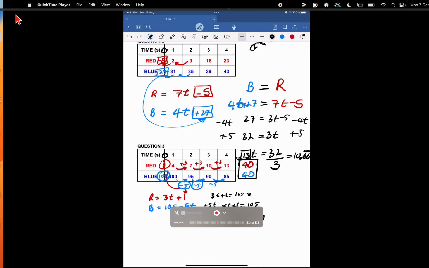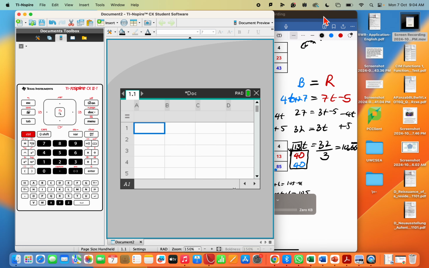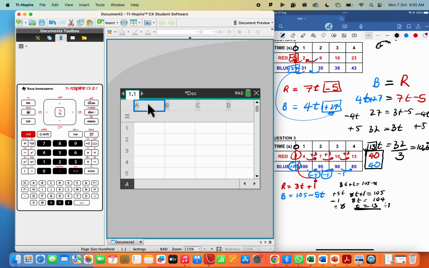But let's just pause there and let's go to a slightly different way of looking at this. So here we're going to have a look at our TI-Nspire. Now our TI-Nspire is going to give us a little bit of an extra boost here. Now if I go to question 3, right? So this will be time, and this will be red, and this will be blue, and time will be 1, 2, 3, 4. And red, I'll just do red to start with. Red will be 4, 7, 10, 13.